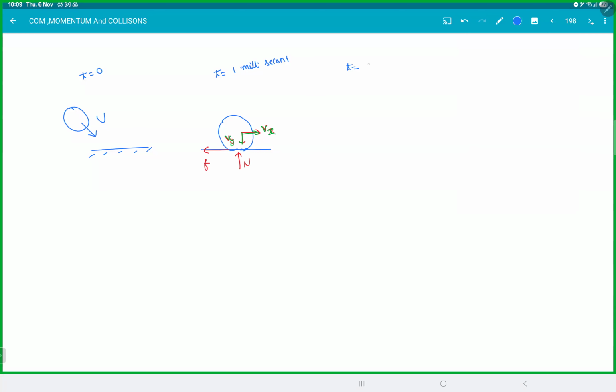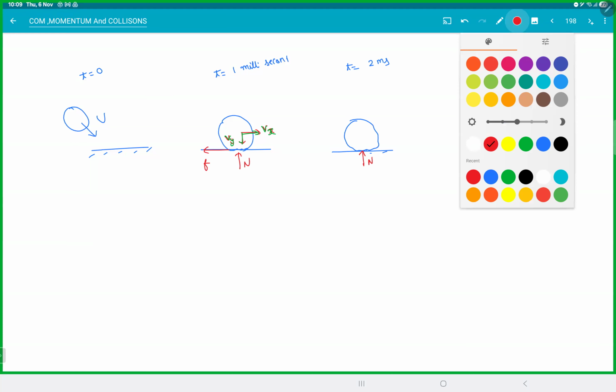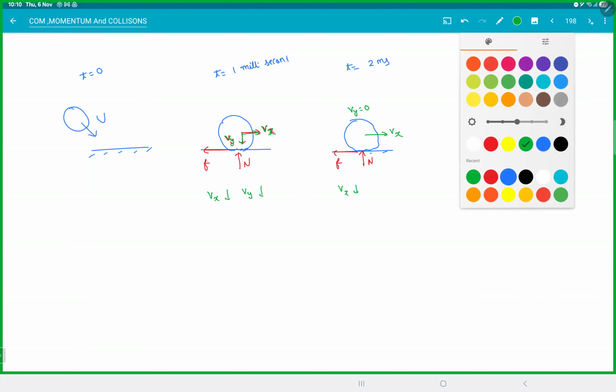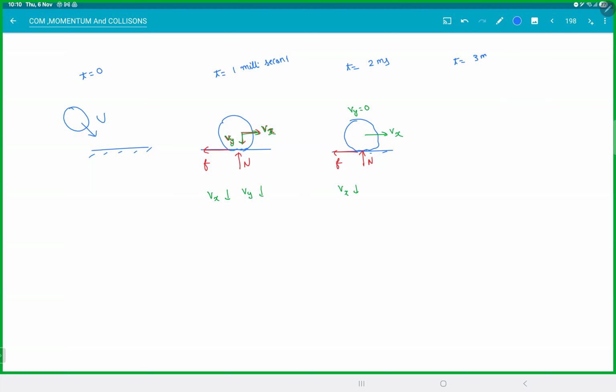Then let's say T is equal to 2 milliseconds. The body is maximum deformed. The N started pushing up. Your friction is still there. Your Vy became 0. You stopped moving in the vertical direction, but you're still going in the horizontal direction. Vx is decreasing. Now next moment, N will start pushing up. Let's say T is equal to 3 milliseconds.